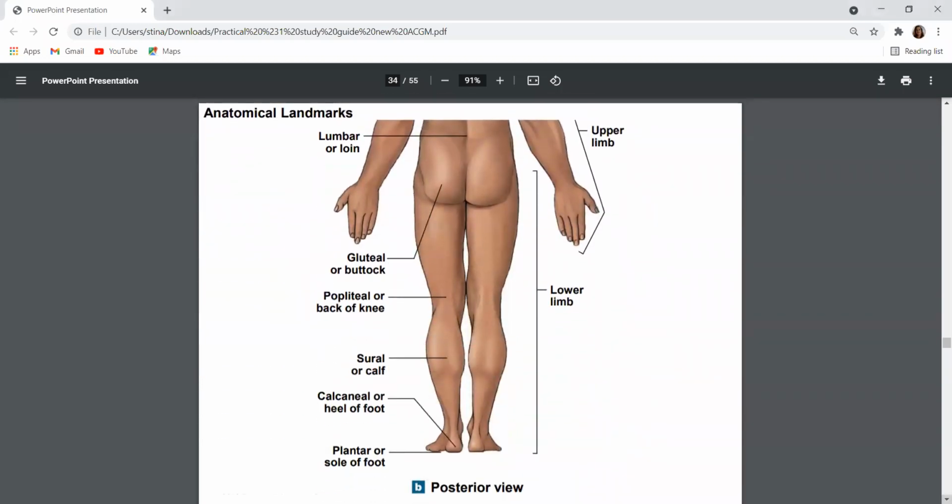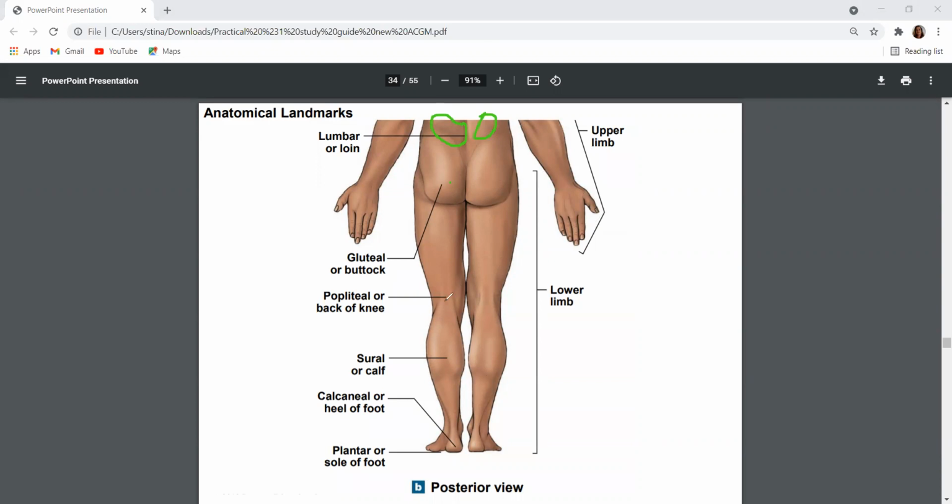Going down to the lower area here. So as part of the back, these areas in the lower back here and here, I'm circling, those areas of the back are called lumbar. Then again, you can see the entire arm is called the upper limb. The entire leg here is called the lower limb. Then the buttocks or the booty is called the gluteal.